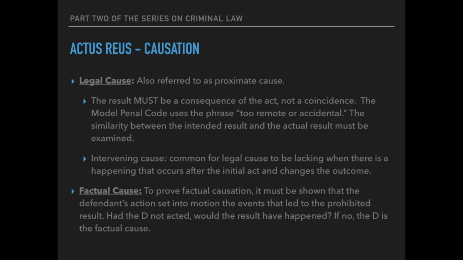So legal cause, the result, must be a consequence of the act, not some kind of coincidence. And the Model Penal Code uses the phrase, it can't be too remote or accidental. There has to be some similarity between the intended result and the actual result. So you have to look at that. This is going to be something for the jury to determine, the fact finder, the judge. So an intervening cause, like I just mentioned, where this whole ambulance thing came about, it's common for legal cause to be lacking when there's a happening that occurs after the initial act and it changes the outcome of events. Okay? And for factual cause, we already stated it's the whole but for analysis.